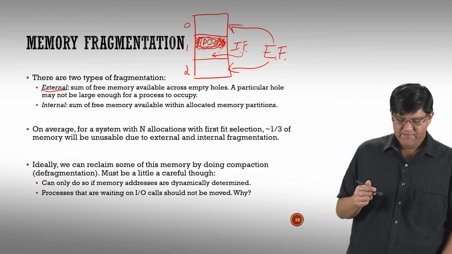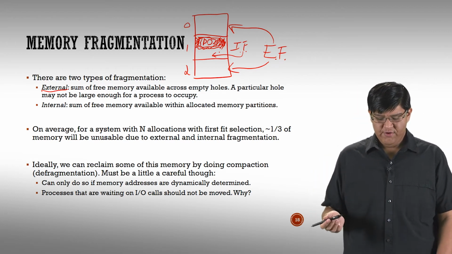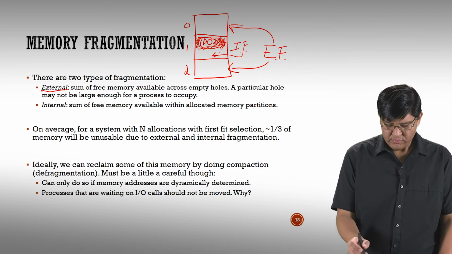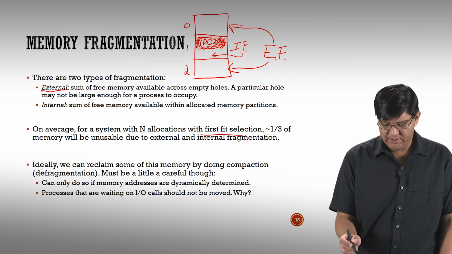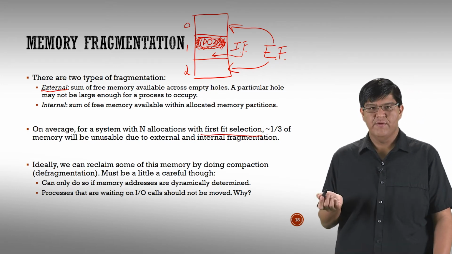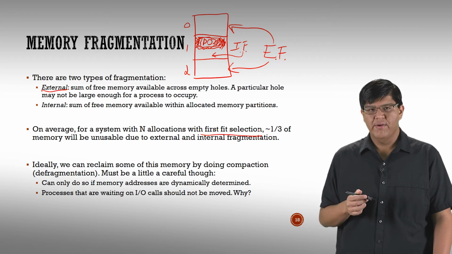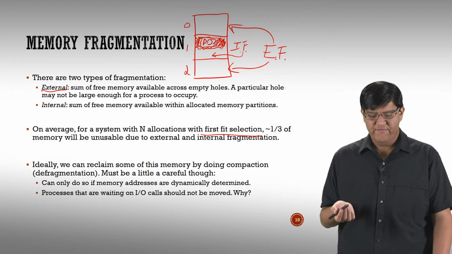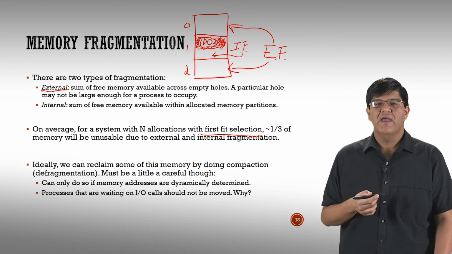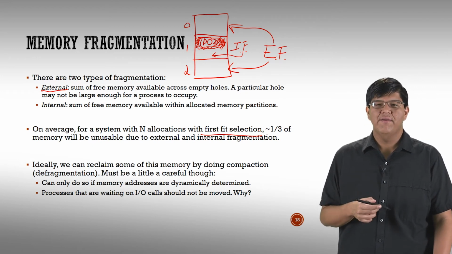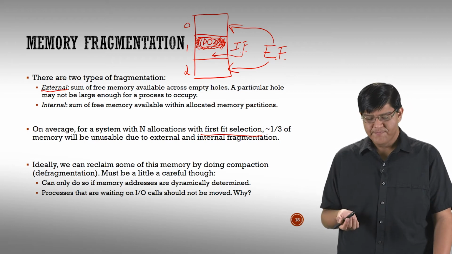Just to give you a little bit of a benchmark here: if you're using first fit selection, and we won't go into the derivation for this, to pick where your programs go, then you're probably going to lose about 1/3 of your memory, either to external fragmentation or internal fragmentation. Point is, it's stuff that you're not actively using, and maybe you don't even have a hope of using it.